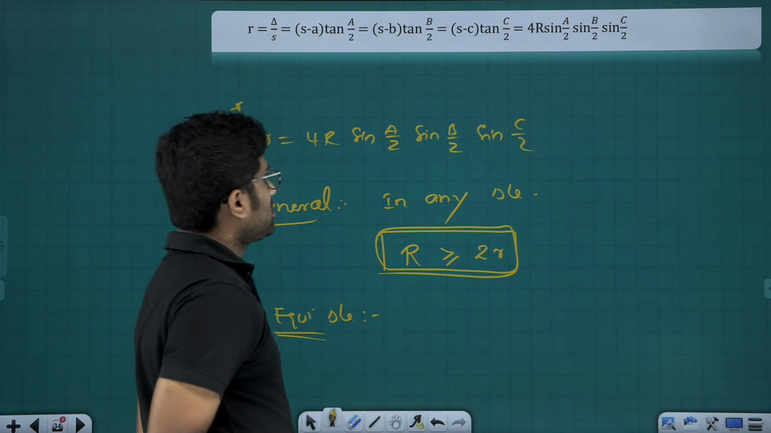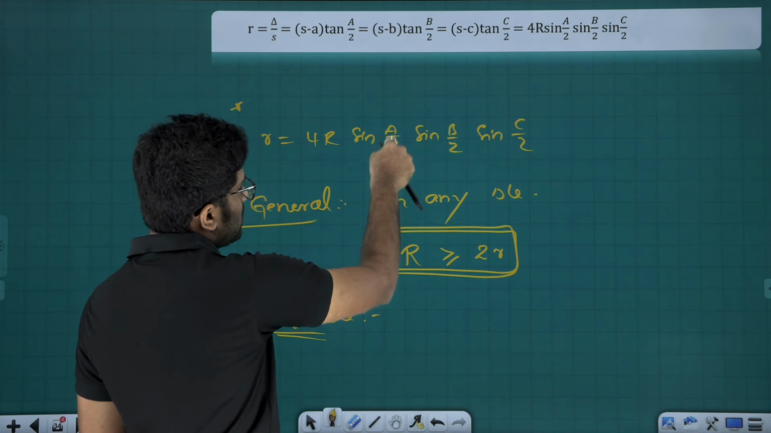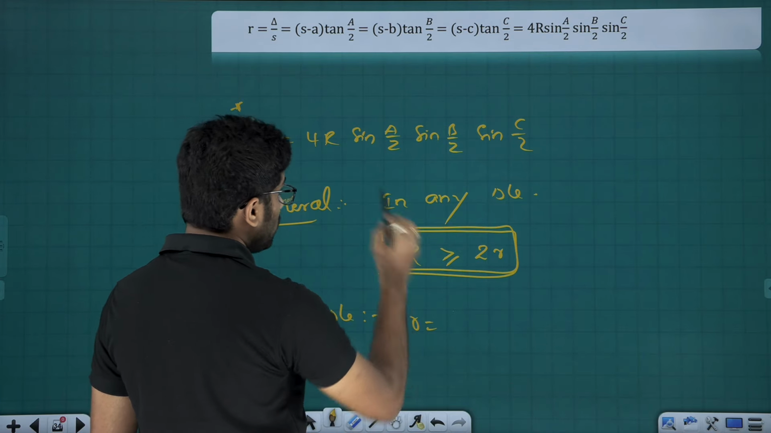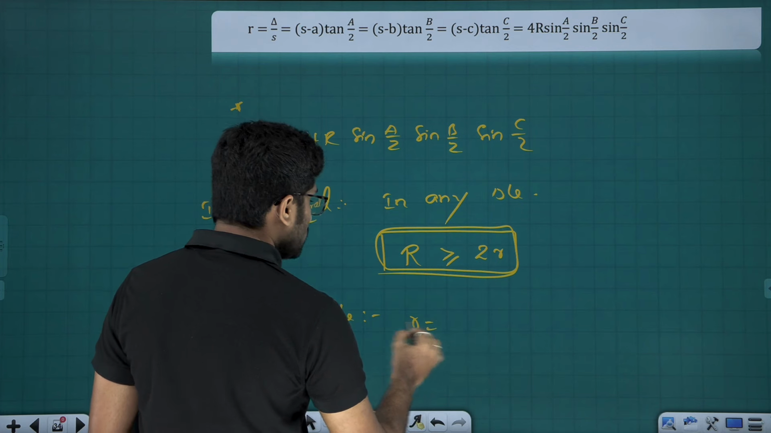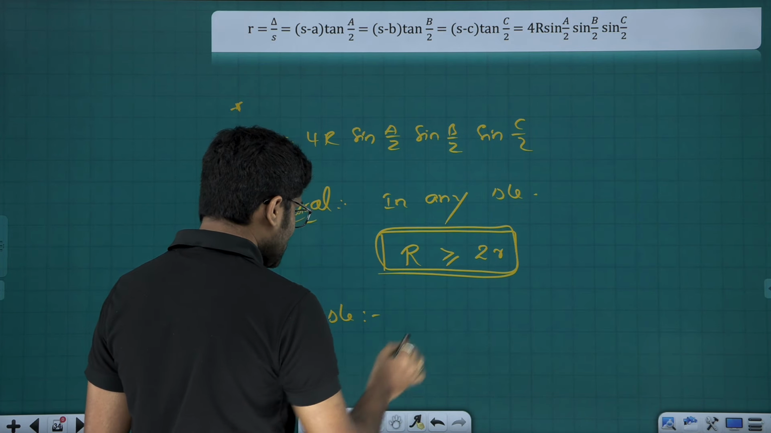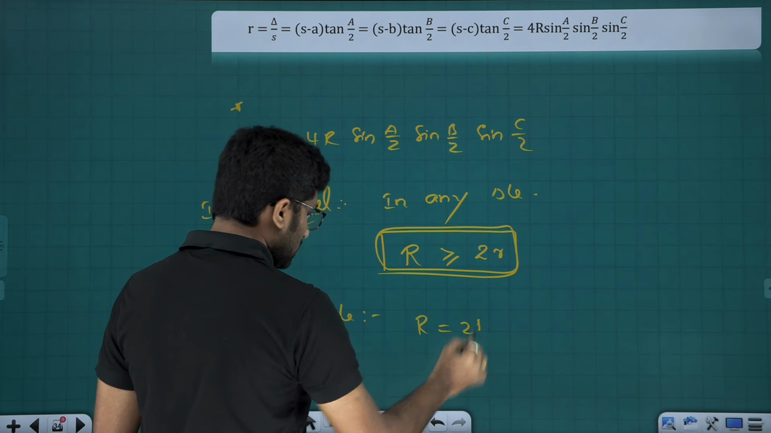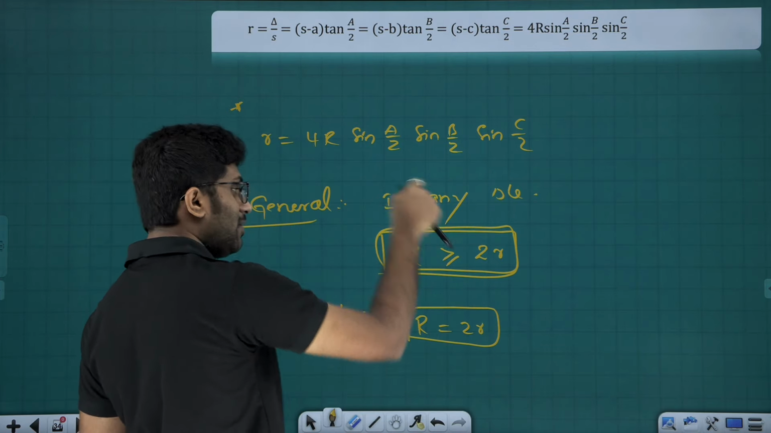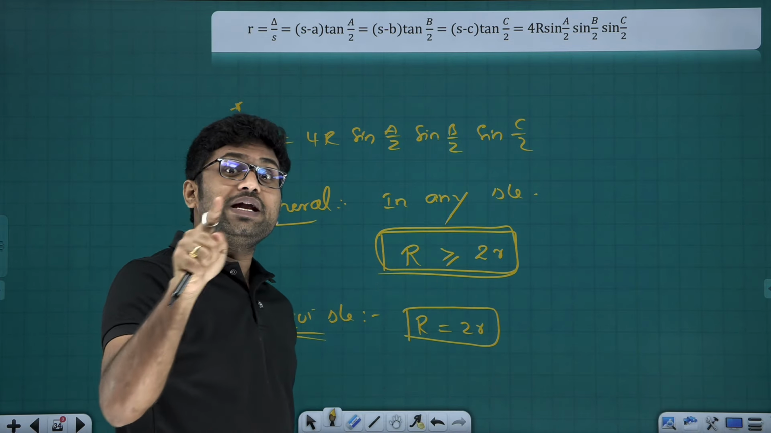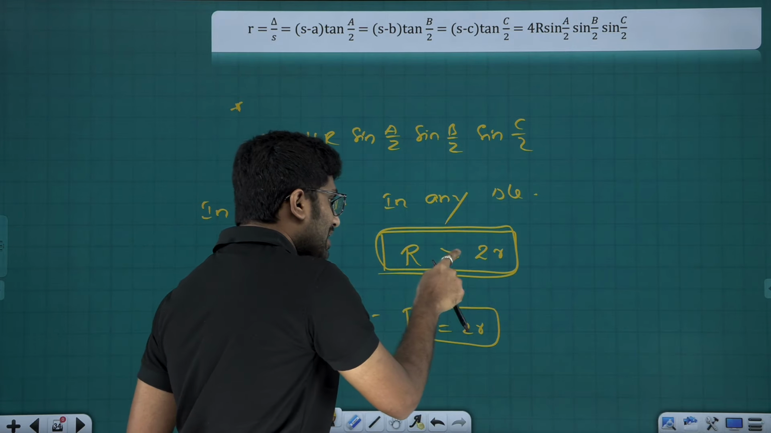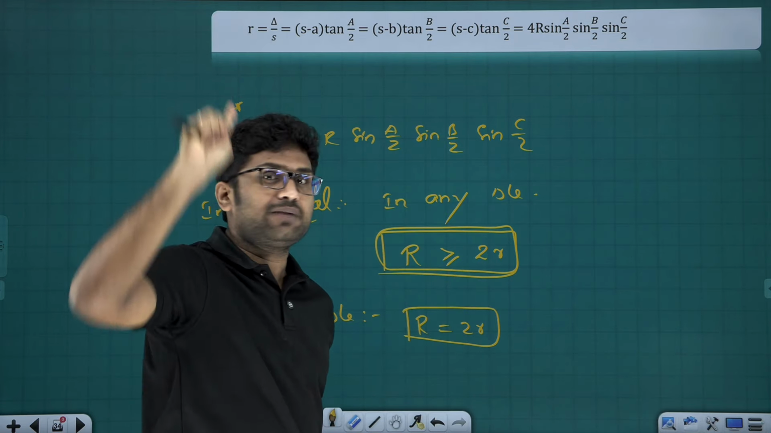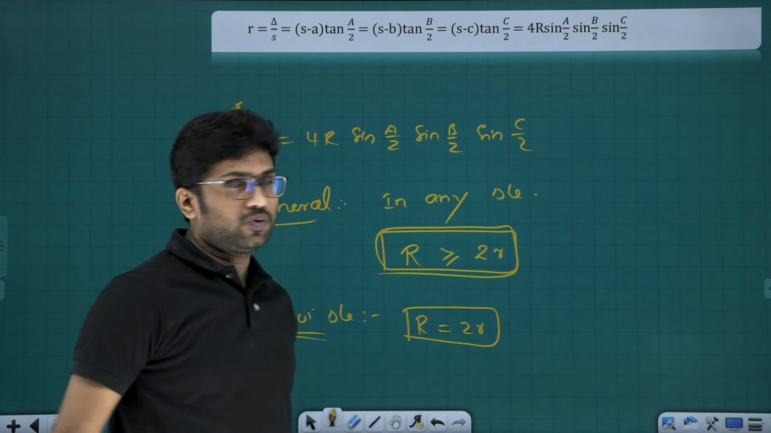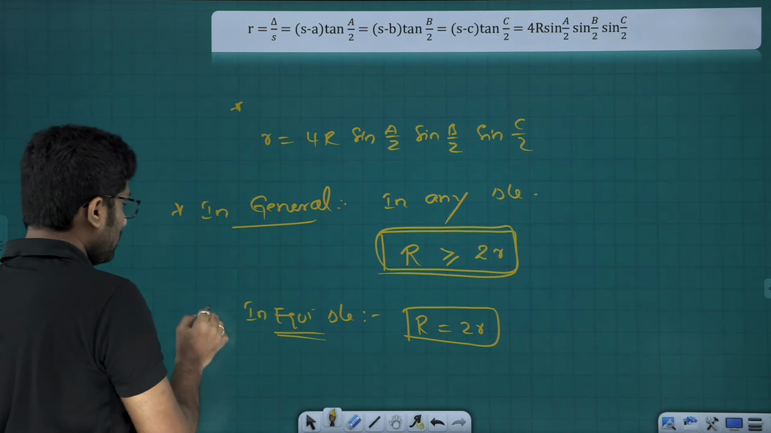But in an equilateral triangle, all the angles are 60, no? So sin 30 into sin 30 into sin 30, so small r will be equal to 4R into 1 by 8, which is R by 2. So clearly capital R is equal to 2r in an equilateral triangle, and in the remaining triangles it will be only greater than 2r. Capital R is greater than 2r in all the triangles except the equilateral triangle, whereas in an equilateral triangle capital R will be equal to 2r. This is the only concept which is important from this.